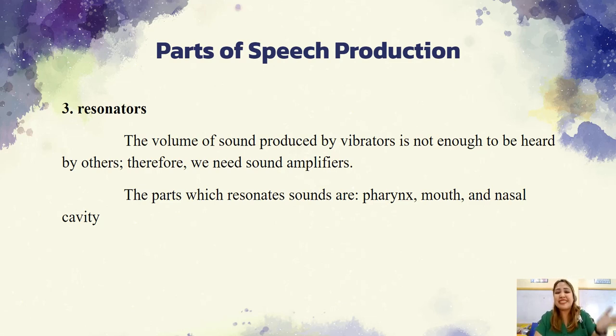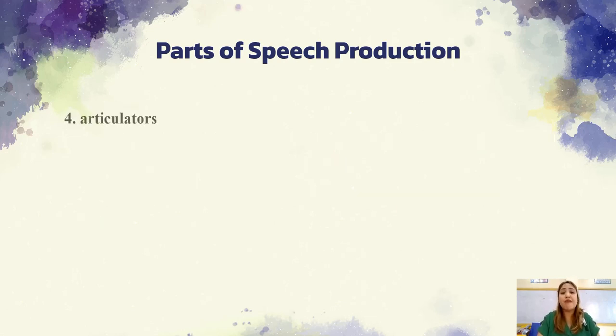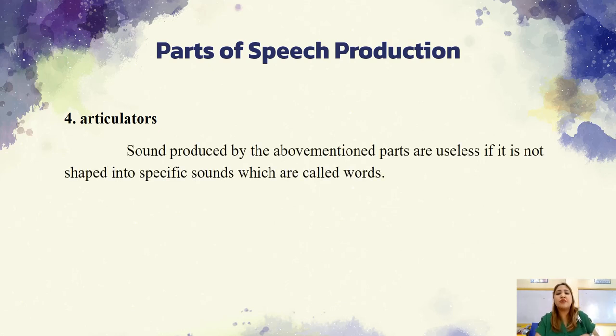So this pharynx, mouth, and nasal cavity, these are the resonators. At this time you have enough air, you have sound produced, it is now amplified, but it would be meaningless, it would be useless if you just say it but you don't actually shape your sounds. That's why we need the last set of parts, and we call them articulators. The sound produced by the above mentioned parts is useless, so we need to shape them, and once we shape them, these are called words.